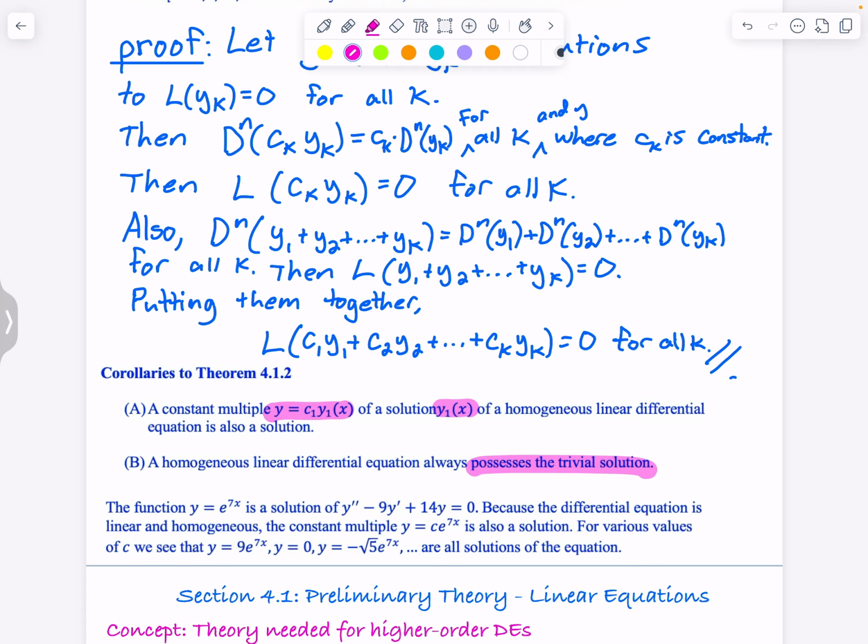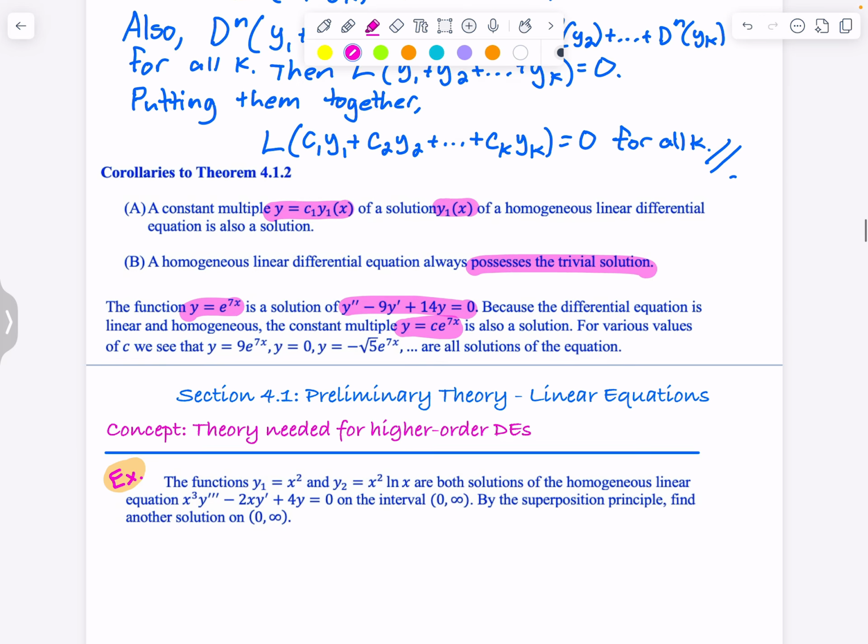So if you take a look, this is a solution to that. So that means that this is also a solution, and you can see they picked a bunch of values as C's to get solutions. So we have an infinite number of solutions there. If we were to have a second solution, we could do C1 e^(7x) plus C2 times whatever the second solution was. So it's a pretty powerful theorem that if I have solutions to a linear homogeneous diffie, then I can create new solutions. All right, let's take a look at an example of this.